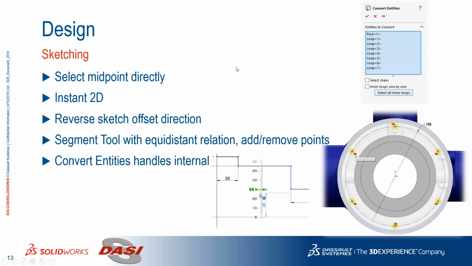So we talked about sketching and the access to midpoints directly, and then a new behavior for the interface called Instant 2D, which is a lot like Instant 3D that we've had for a while. We reversed the sketch dimension by picking the dimension and editing a radio button over in the Property Manager. And then we used the Segment tool to create equidistant points, in this case in the hole wizard, but it can be used for a variety of operations. Convert Entities, big addition here, handles the internal loops. That's a big, big addition once again.